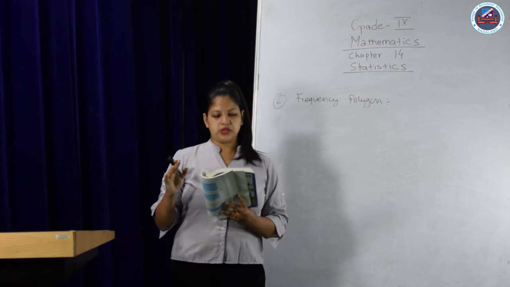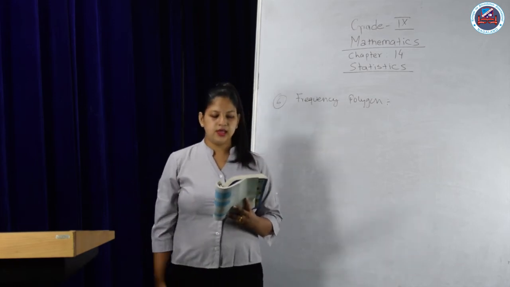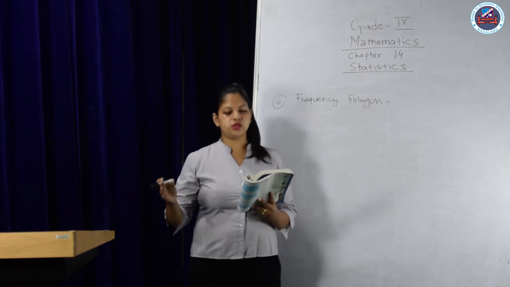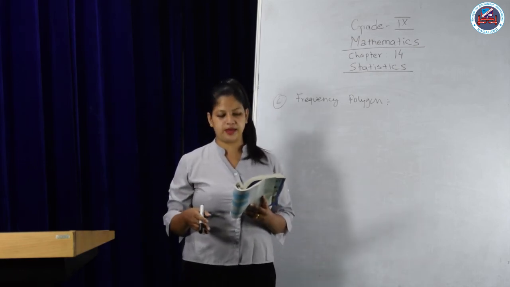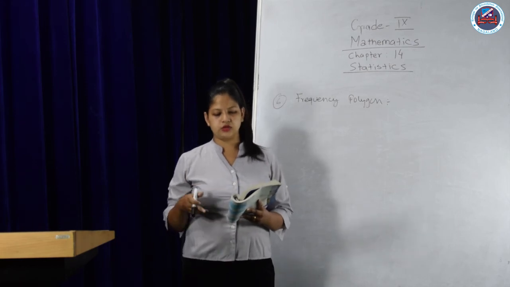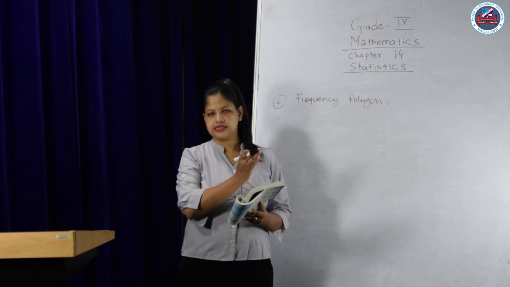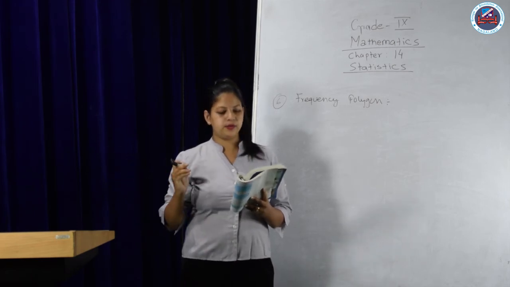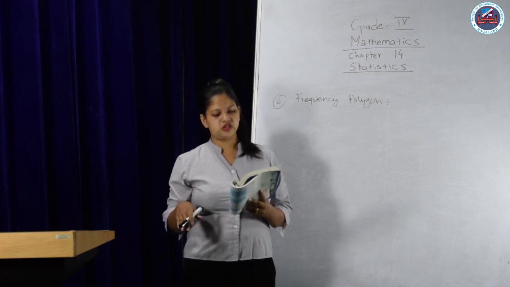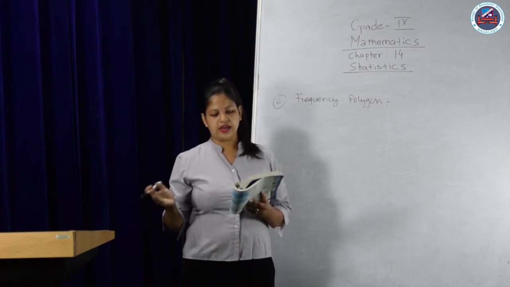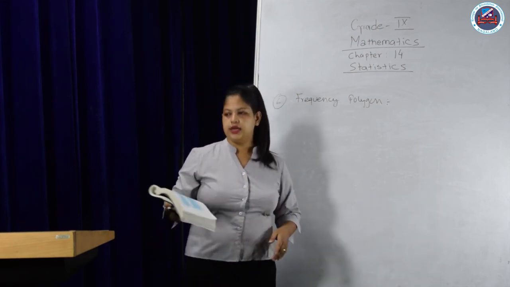So now the last one is the frequency polygon. You can check question number 6. The following table gives the distribution of students of 2 sections according to the marks obtained by them. Marks are given 0 to 10, 10 to 20, till 50. Frequency for section A separately, section B separately. Represent the marks of the students on the same graph by 2 frequency polygons. And from the 2 polygons, compare the performances of the 2 sections.